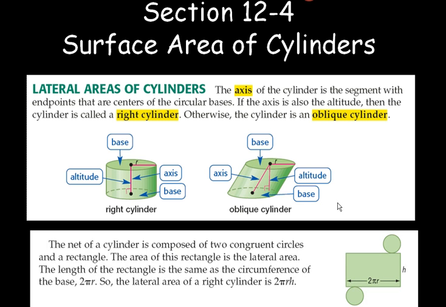It says the net of a cylinder is composed of two congruent circles and a rectangle. The area of this rectangle is the lateral area. The length of the rectangle is the same as the circumference of the base, 2 pi r. So the lateral area of a right cylinder is 2 pi rh.